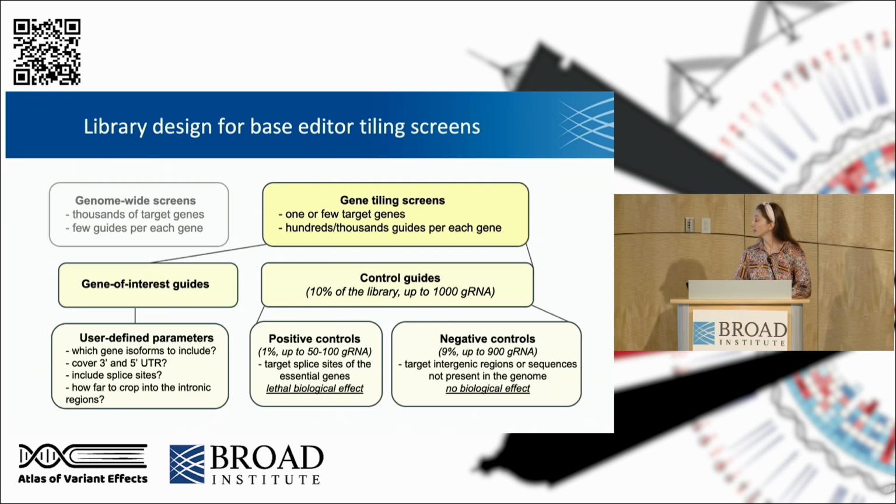And the second group of controls are the negative controls. So here we would have approximately 9% of the total library size, or approximately up to 800 guide RNAs in total. The negative controls could also come in two flavors. The first is guide RNAs targeting the intergenic regions, and the second type is guide RNAs which would not have a predicted binding target within a given genome.